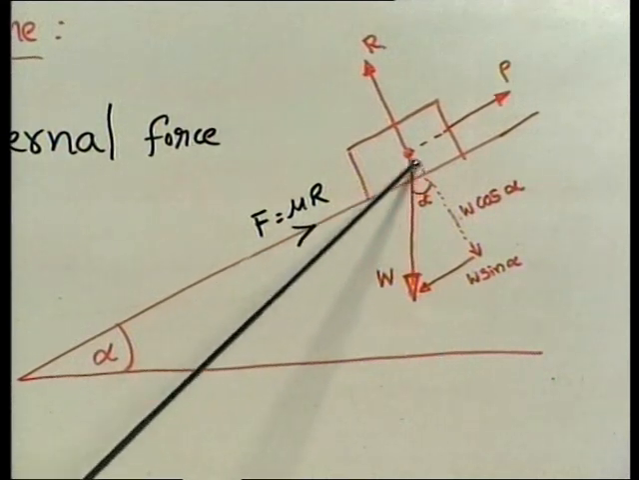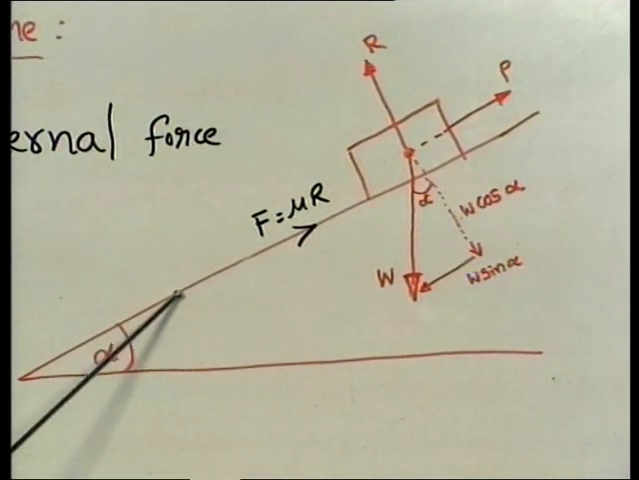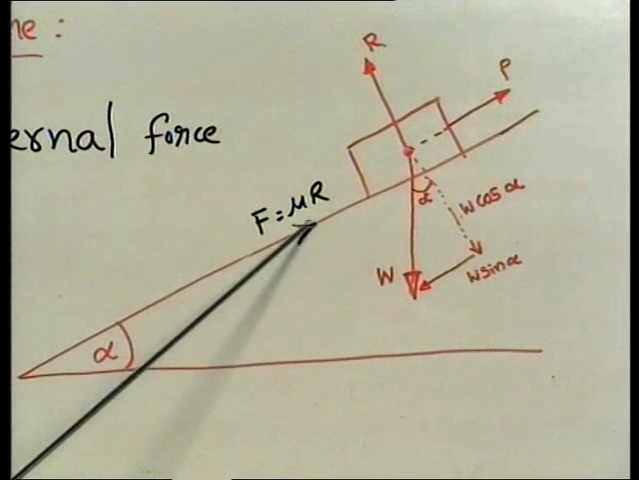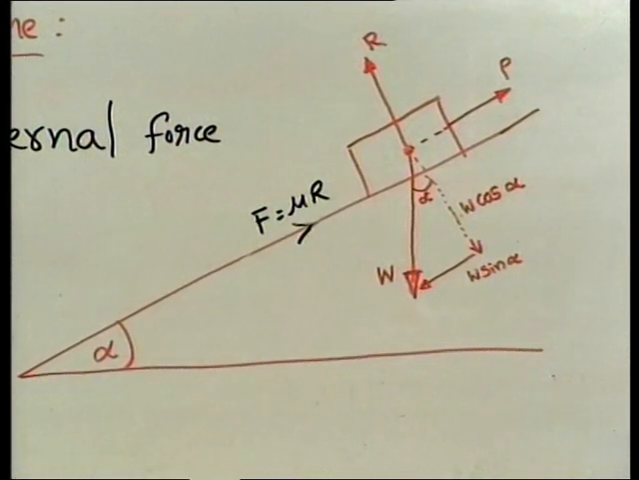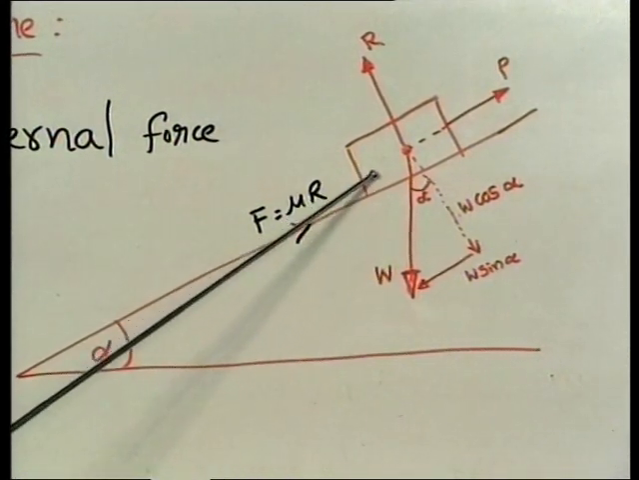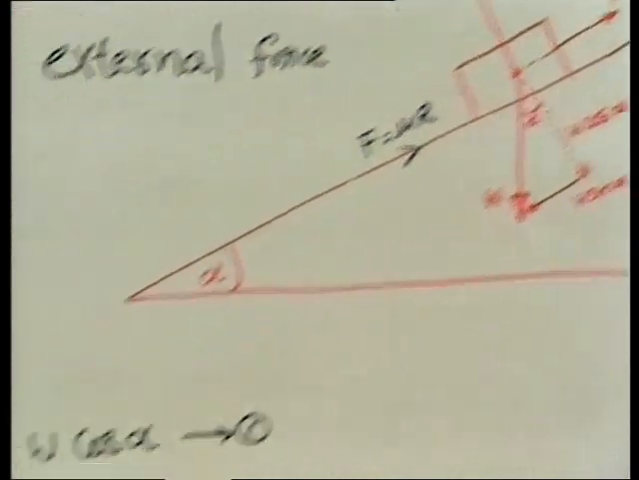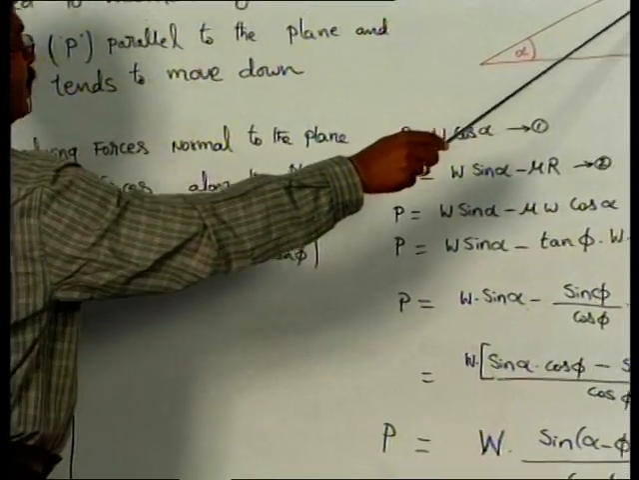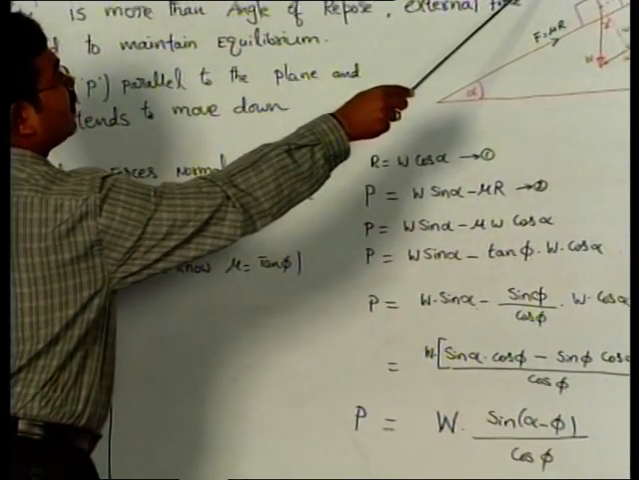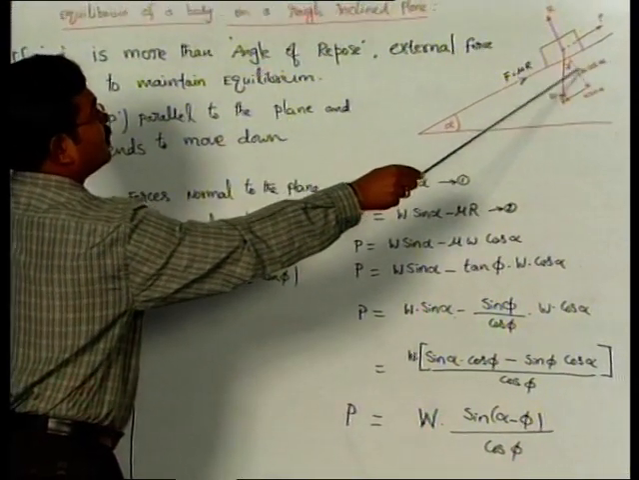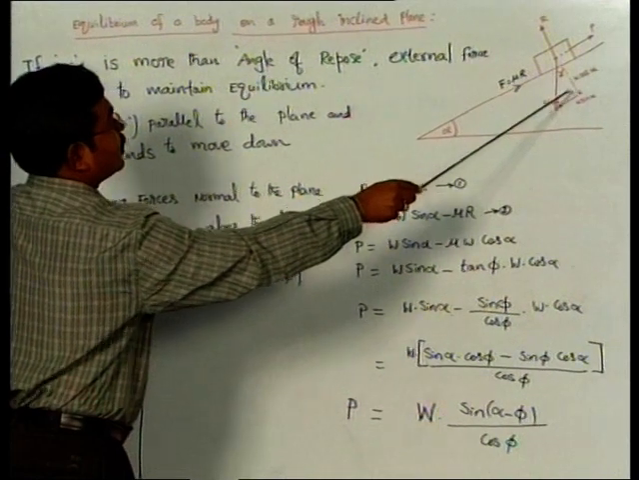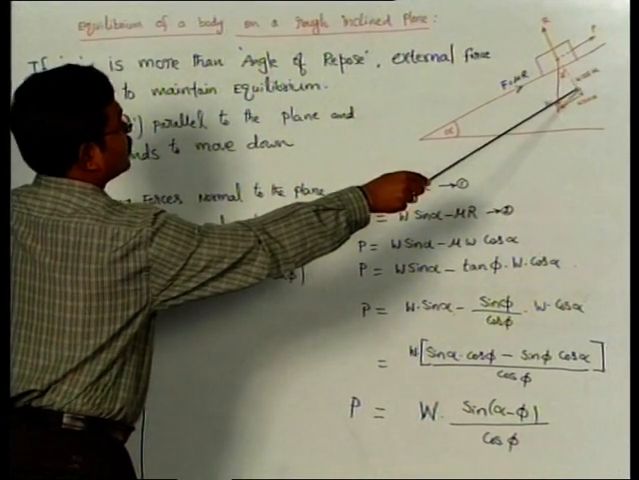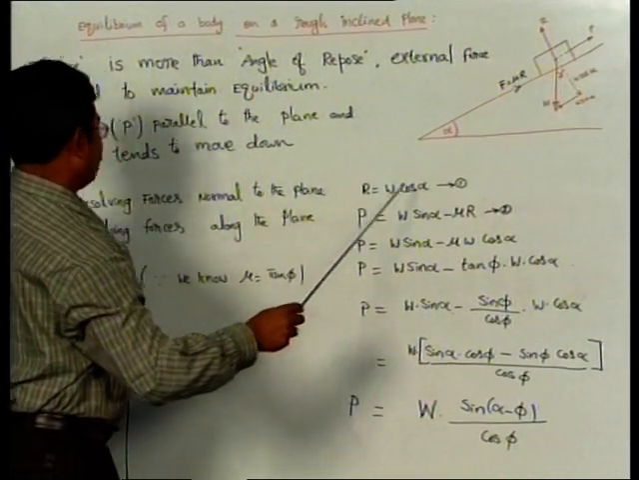So, when the body is tending to move down, the frictional force will act in the opposite direction, therefore F is in this direction. For the equilibrium condition of the body on the inclined plane, resolving all the forces normal to the plane, we have R acting normally upwards and W cos alpha acting downwards. Resolving the W, we have W cos alpha.